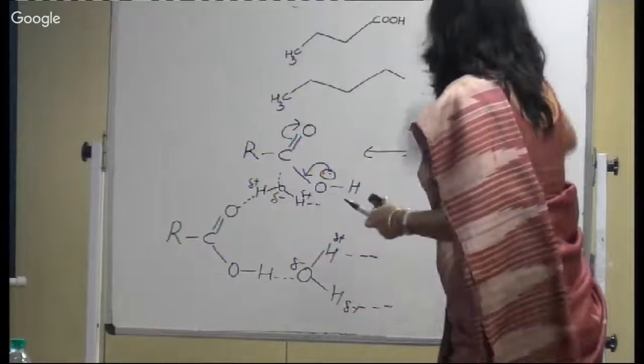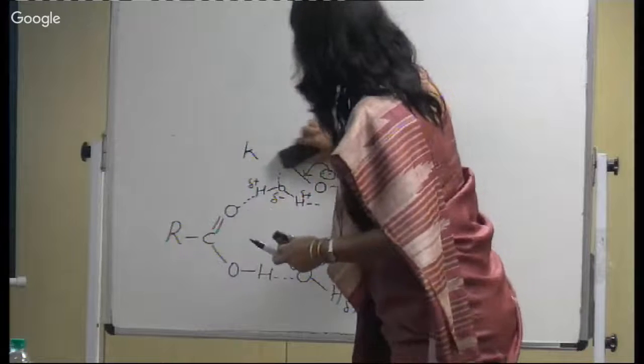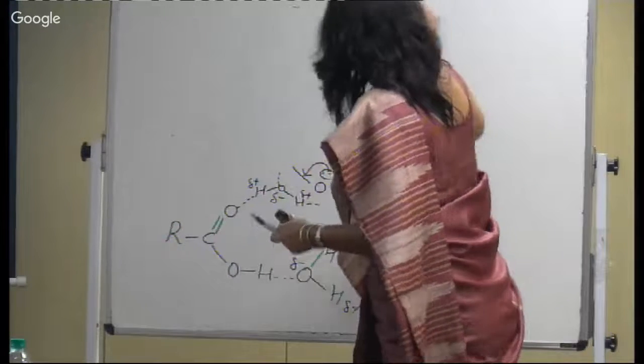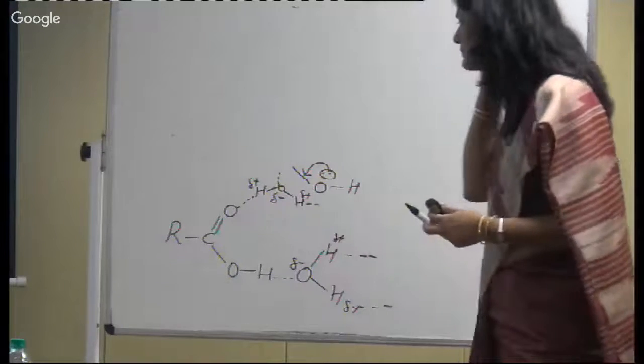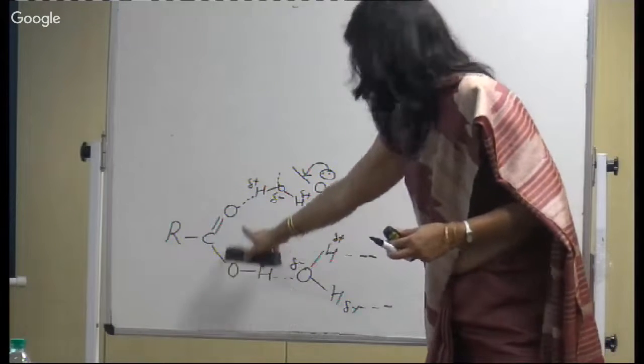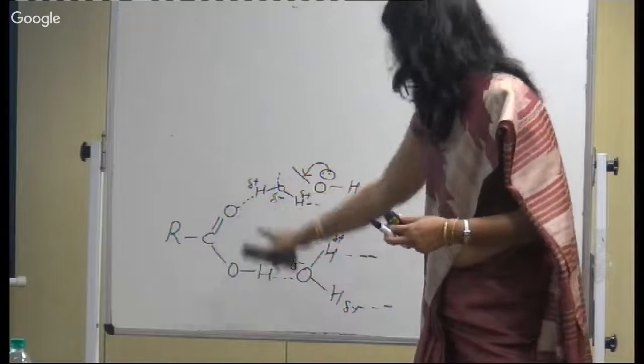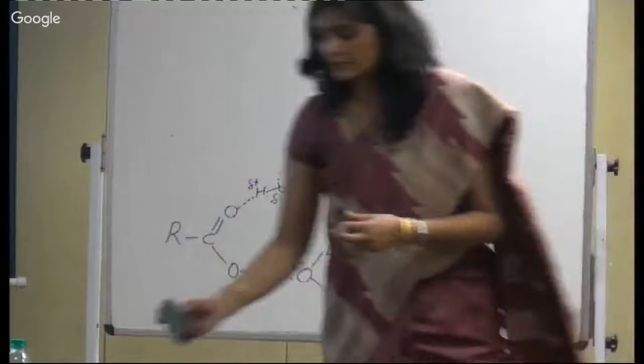That's how you can show the hydrogen bonding in carboxylic acids. See, here it is acting as a hydrogen donor and here it is acting as a hydrogen acceptor, right? Forming extensive hydrogen bonds in water.